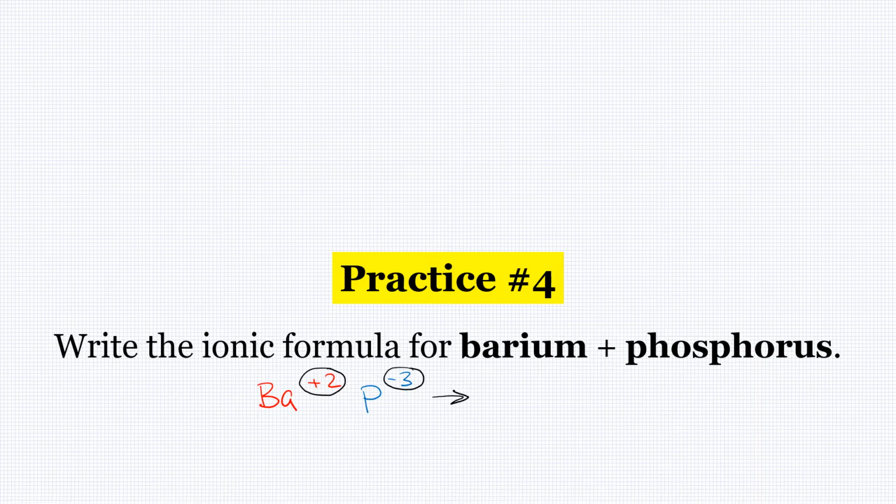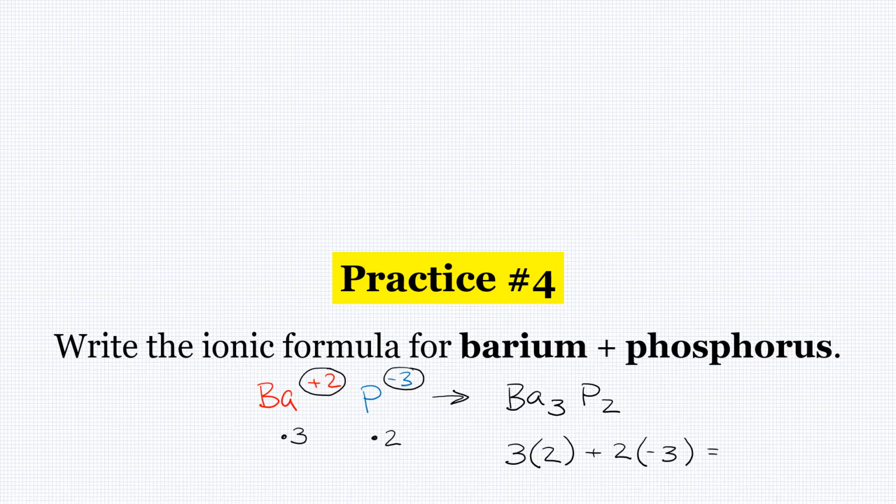So to get to 6 from 2, I have to multiply by 3. To get to 6 from -3, I have to multiply by 2. So this is going to be Ba3P2. So we have 3 bariums and 2 phosphoruses. And just like before, just to prove the math here, we have 3 times 2, and we're going to subtract off 2 times 3. So this is going to give us a net charge of 0.